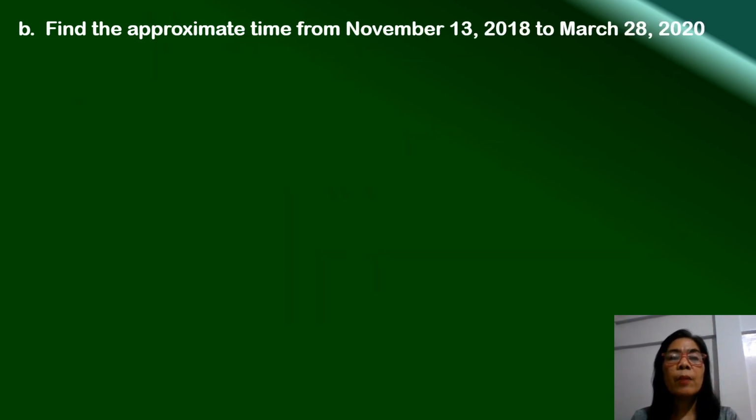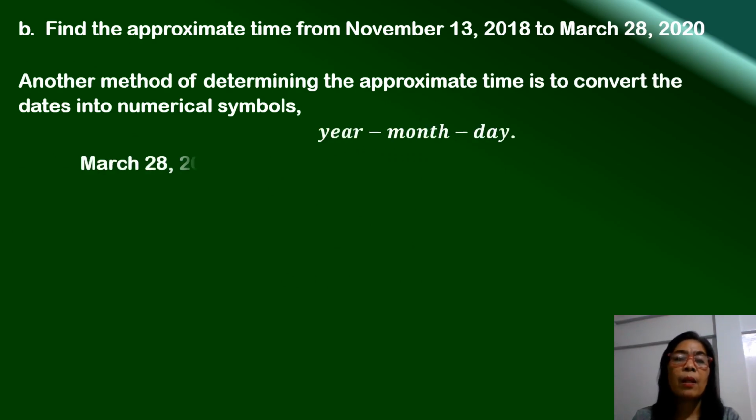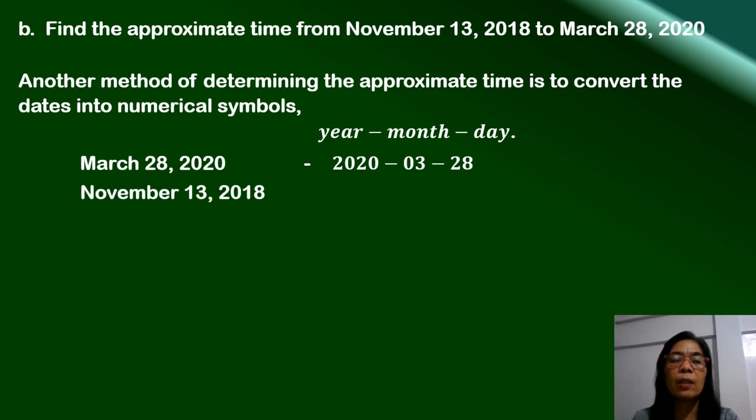Let us determine the approximate number of days from November 13, 2018 to March 28, 2020 using the second method, that is, we write the dates following the format year, month, and day. Starting from the later date, March 28, 2020, this is written as 2020, the month is 3 for March, and then the day is 28. November 13, 2018 will be written as 2018, November is 11, and the day is 13.